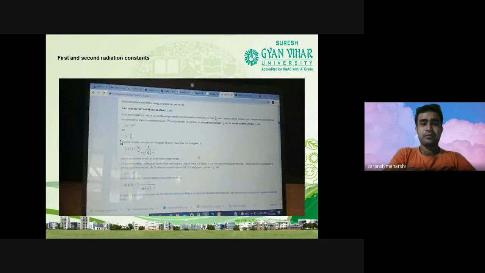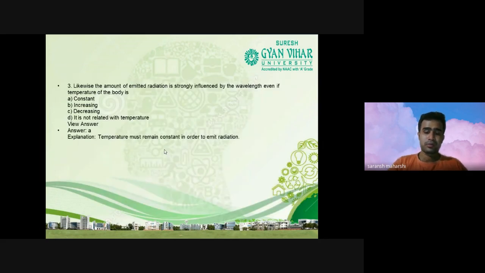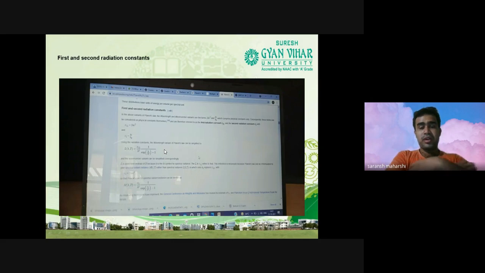First and second radiation constants. In the above variants of Planck's law, the wavelength variant uses the forms 2hc squared and hc over k. These compute physical quantities, and consequently these terms can be considered as physical constants themselves and are therefore referred to as the first radiation constant C1 and the second radiation constant C2, with C1 equal to 2hc squared and C2 equal to hc over k_B.